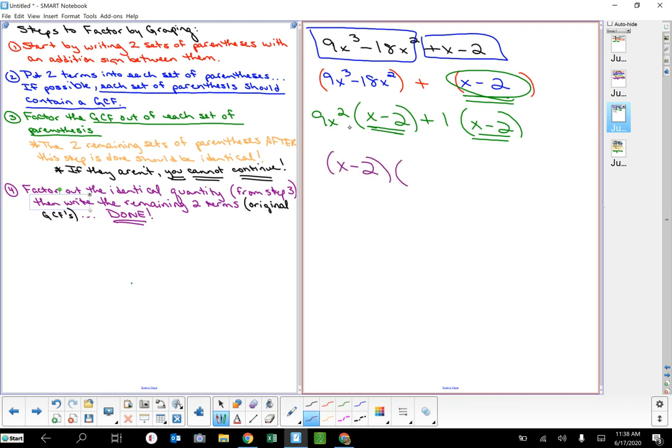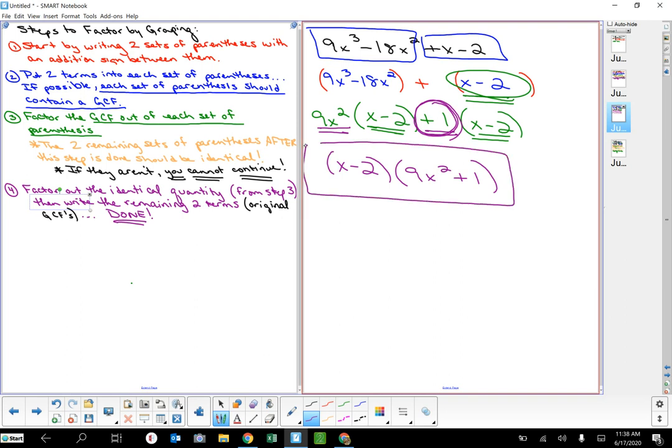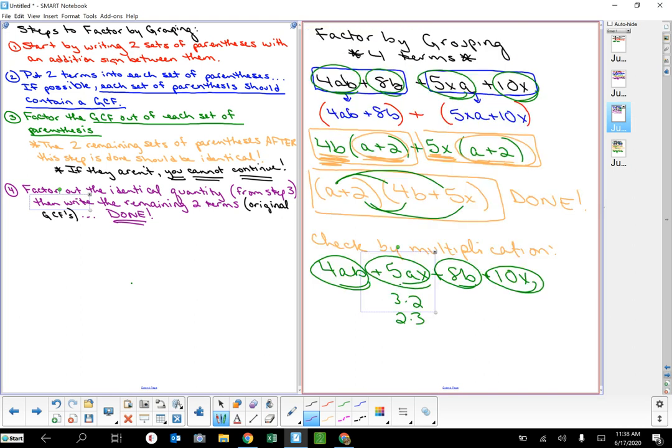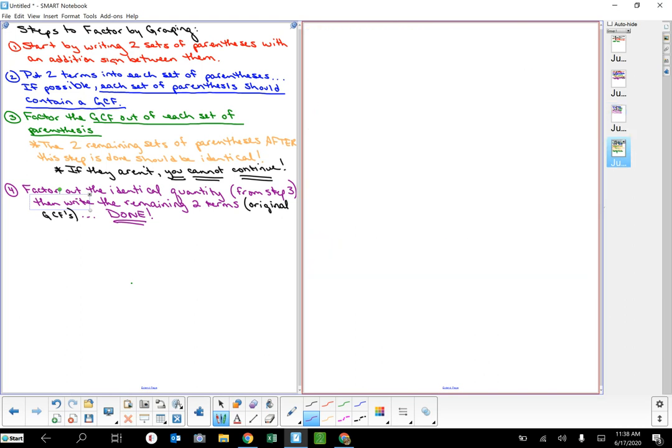And what's left over are the 2 GCFs that came out of there. Okay? So that is something you may see where you have to just take a 1 out of a quantity, and this would be the answer. Again, I'm not going to multiply and check. You get the idea from the last one. All right, the next problem. Factor by grouping.